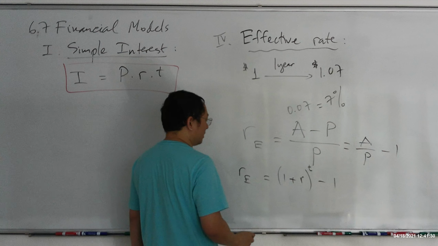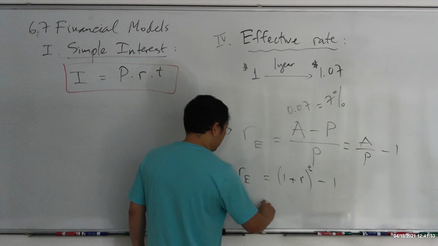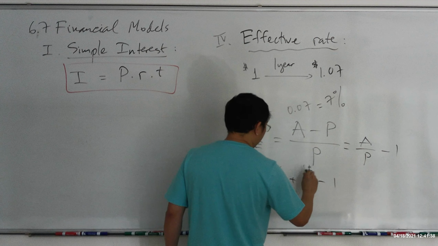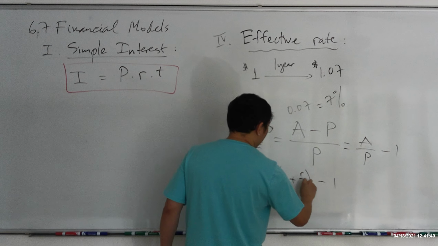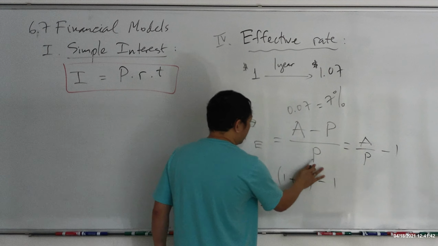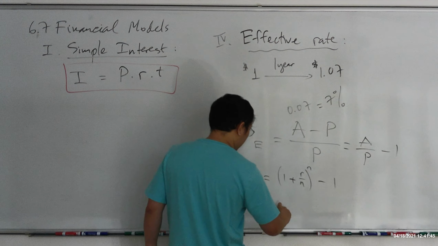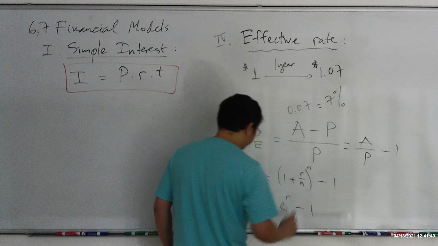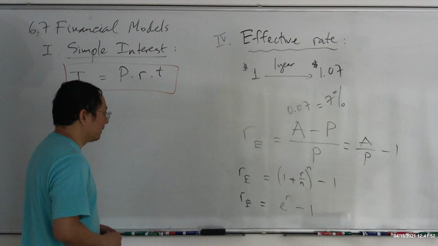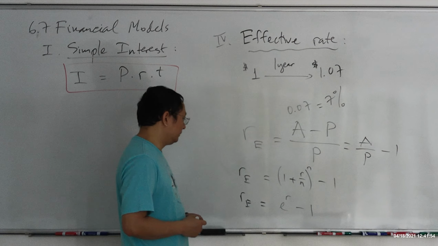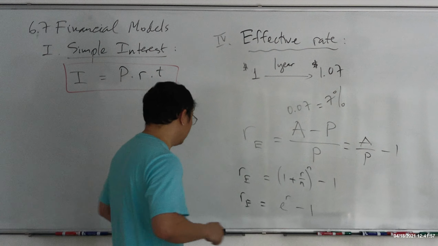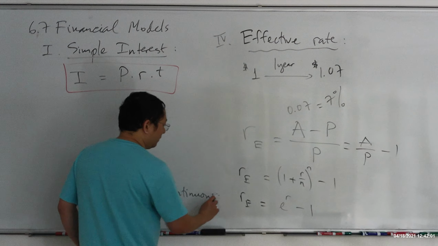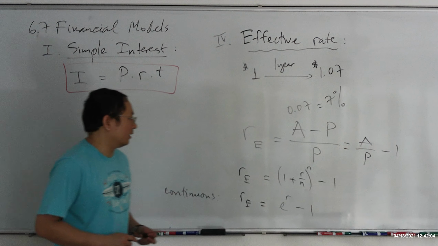If the interest is compounded continuously, then the effective rate is equal to R over N raised to the N power. T is 1 year, so I don't have to write T. And this is e to the R times T, T is 1, and then minus 1. And you have this formula right here.